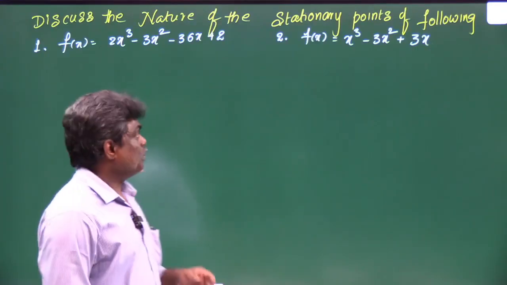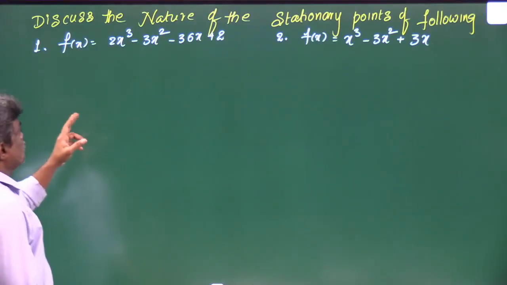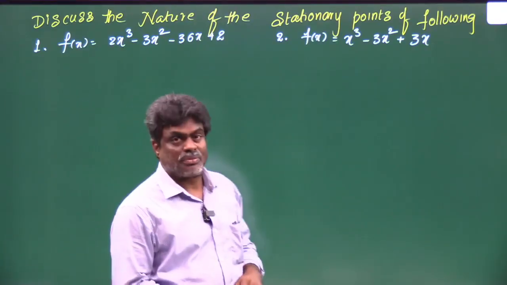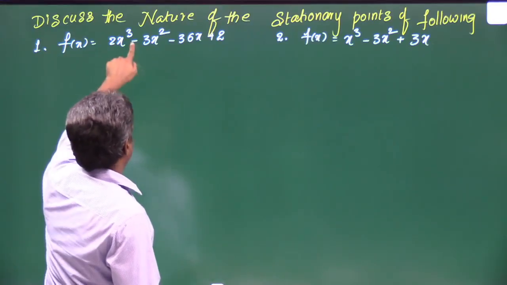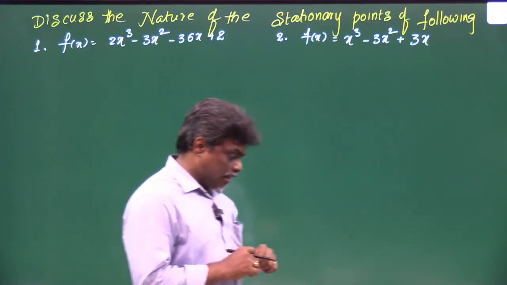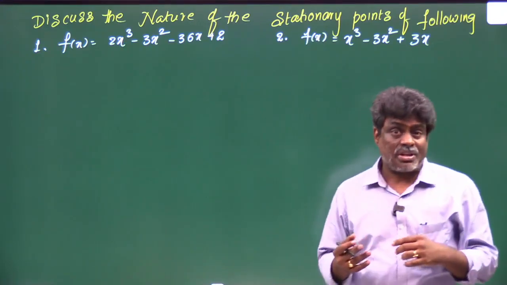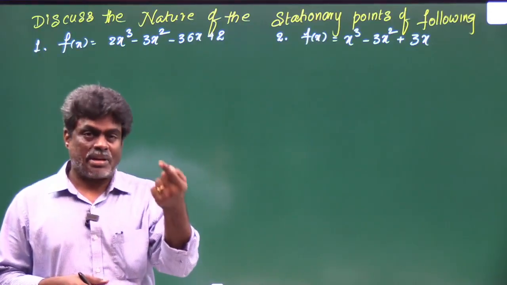Ready. So let us take one problem here. They are asking to discuss the nature of stationary points of the following functions. And here they have given a polynomial. This polynomial order is 3. If the polynomial order is 3, how many stationary points are possible? Simple logic.